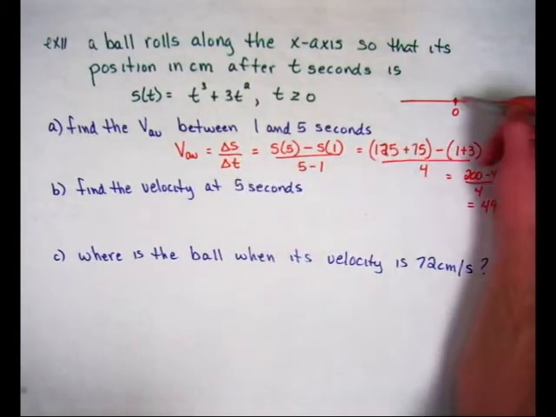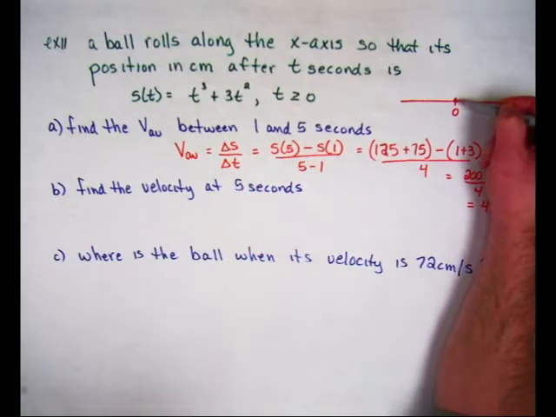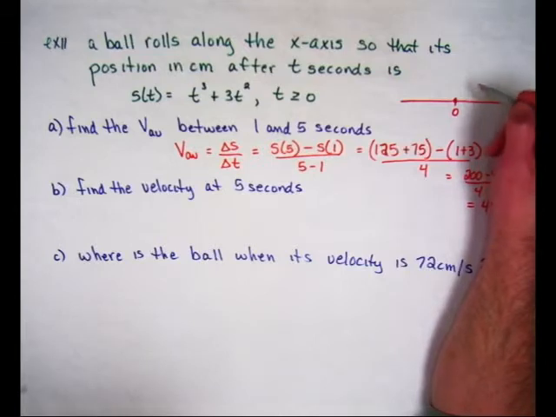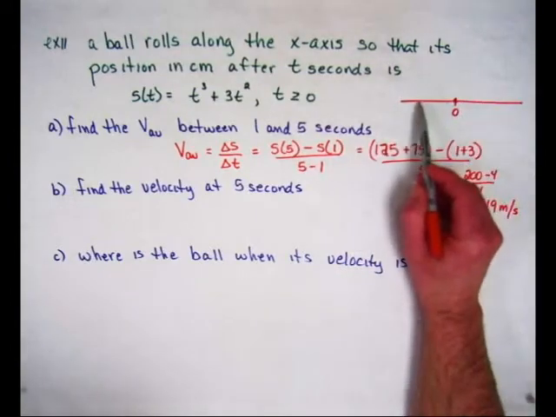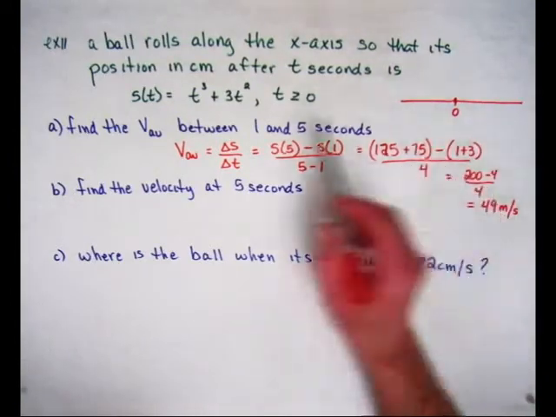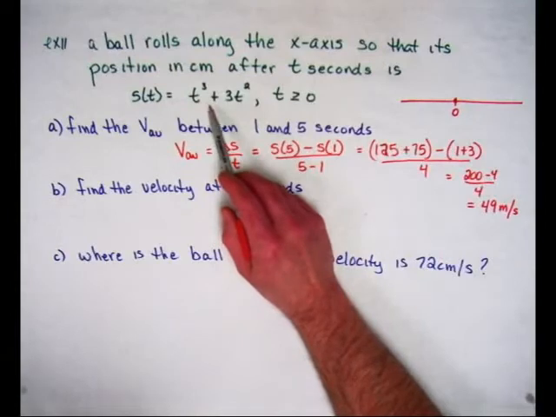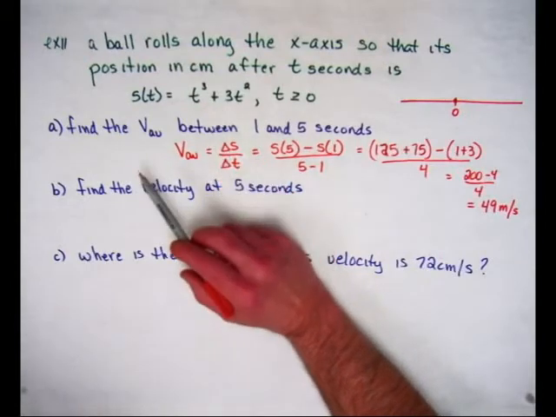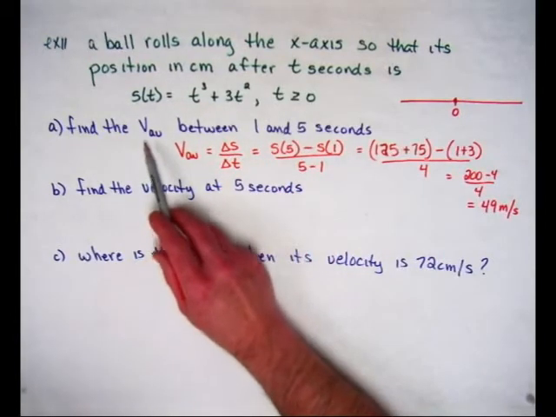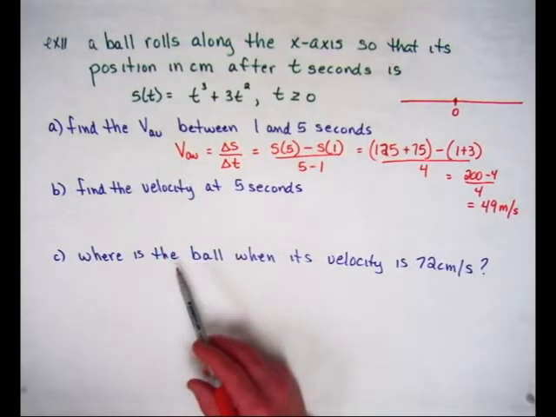So the object is starting right here at time 0, and then the moment it takes off, the object is going to start moving. And we don't know right now whether it's moving left, right, or whether it stops and turns around. We just know that the object is traveling along the x-axis, and it's traveling so that its position is given by this function. So the first question says, find the average velocity between 1 and 5 seconds.